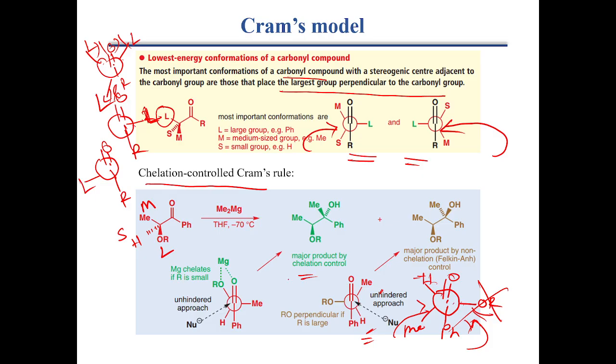But this does not happen in this case because it will go through the chelation control mode. As oxygen has a lone pair and the carbonyl also has a lone pair, in presence of magnesium dimethyl, it will form this kind of chelate. Due to this chelate formation, there are two possibilities: the nucleophile attacks from this side or this side. This side is sterically hindered due to the phenyl and methyl group. This side is sterically less hindered due to the chelation control. So what kind of product will form? The nucleophile is methyl minus.